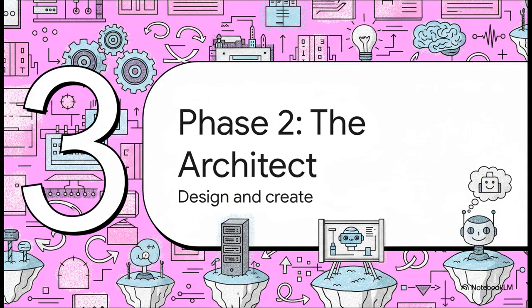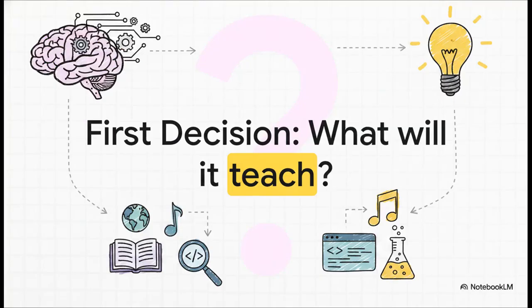And that brings us to phase two, the architect. Okay, research is done. Now for the really fun part. It's time to take everything we've learned, switch hats, and start creating our very own AI agent. Every great design, and I mean every great design, starts with a crystal clear purpose. So your very first decision is the most important one. What is your agent actually going to teach? Getting this right will guide literally every other choice you make.